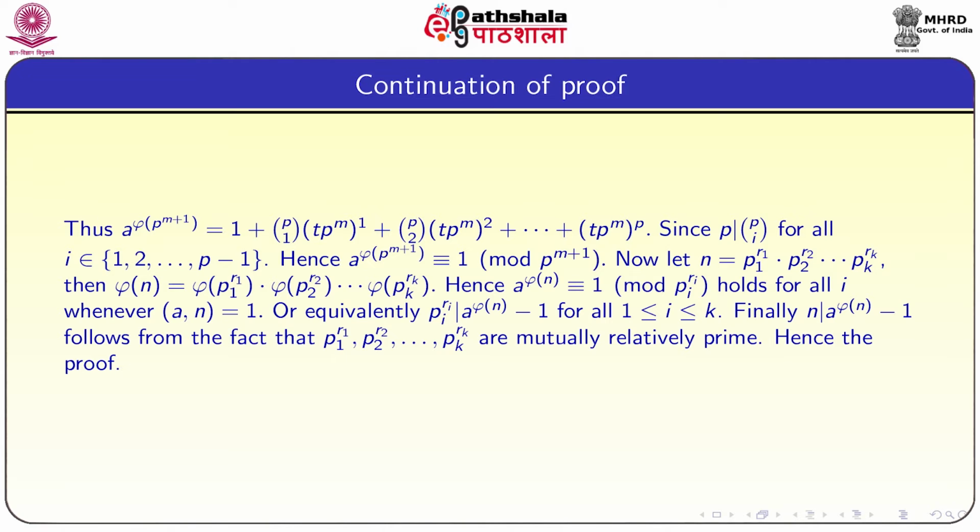Finally, n divides a power phi of n minus 1, as GCD of p1 power r1, p2 power r2, and so on, pk power rk is 1. So, as they are mutually relatively prime, hence we got the required proof. So, this is an alternative proof for Euler phi function. As we observed, many results which we proved earlier, like Fermat's little theorem and Chinese remainder theorem, can be deduced very easily by using Euler's formula or Euler's theorem.